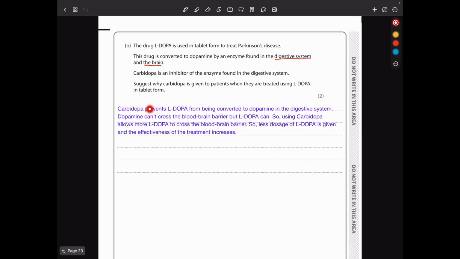So I said carbidopa prevents L-Dopa from being converted into dopamine in the digestive system. Dopamine can cross the blood-brain barrier, but L-Dopa can't, so using carbidopa allows more L-Dopa to cross the blood-brain barrier. So less dosage of L-Dopa is given, and the effectiveness of the treatment increases.